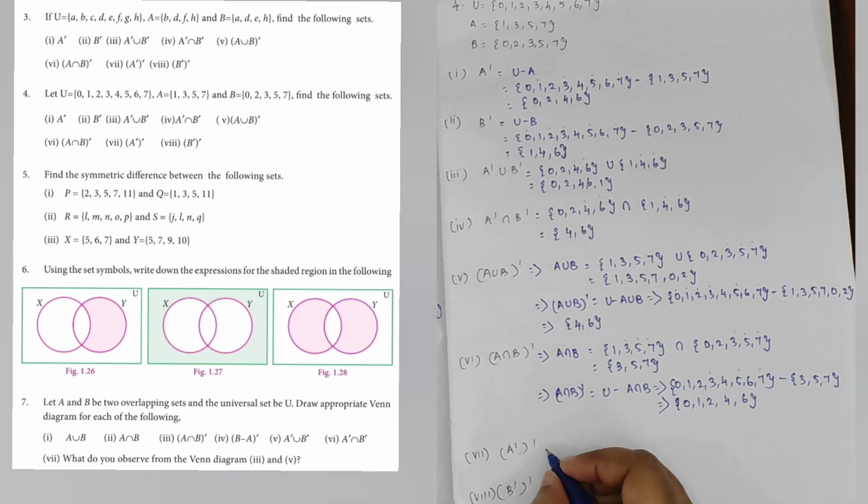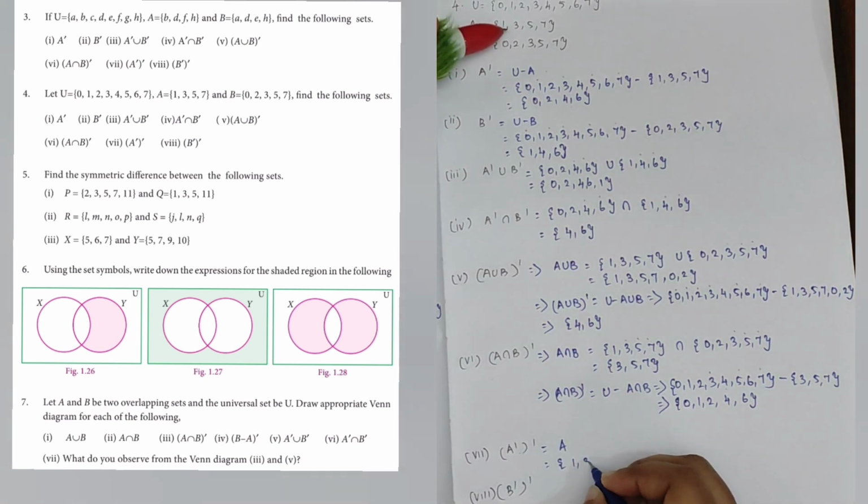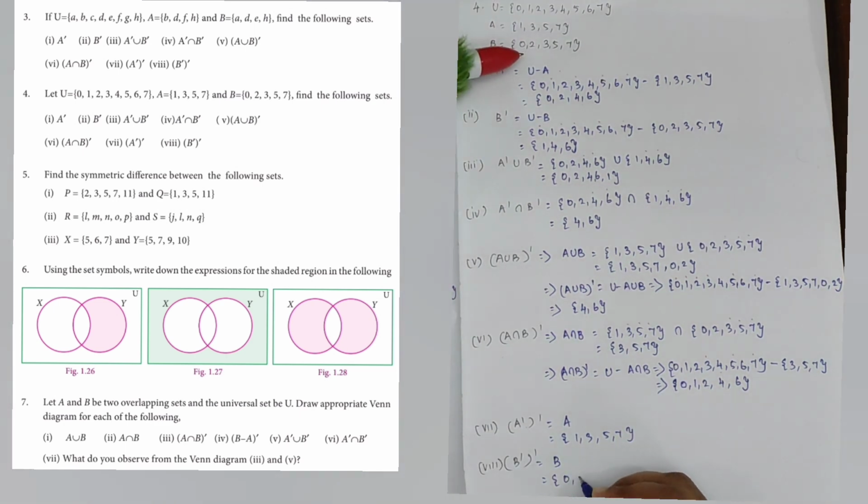Okay. Now A complement, the whole complement, is equal to A. So the answer is 1, 3, 5, 7. For B complement, the whole complement, that is equal to B. So the answer is 0, 2, 3, 5, 7.